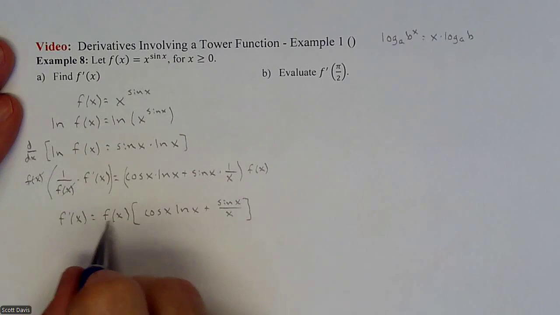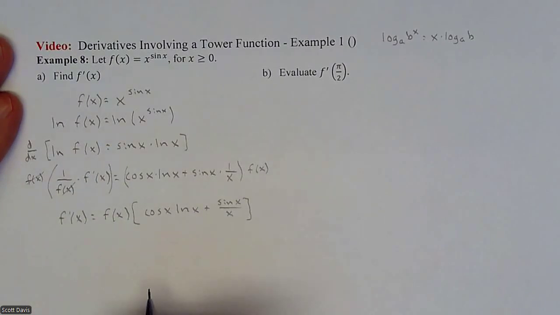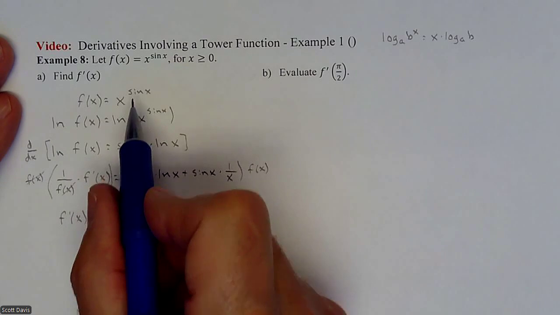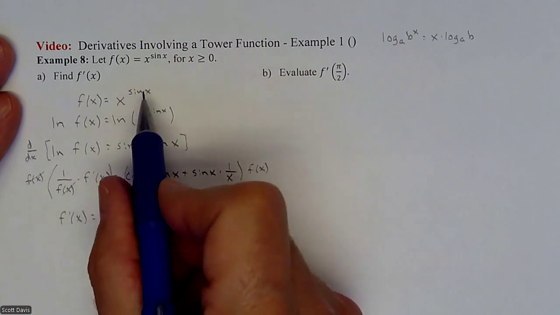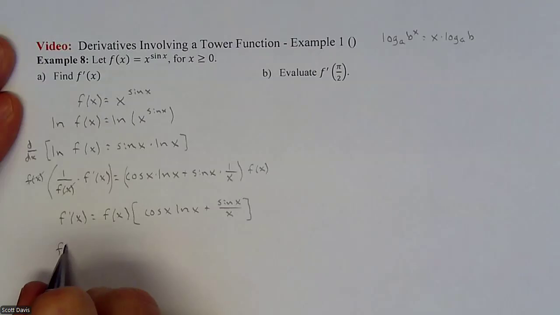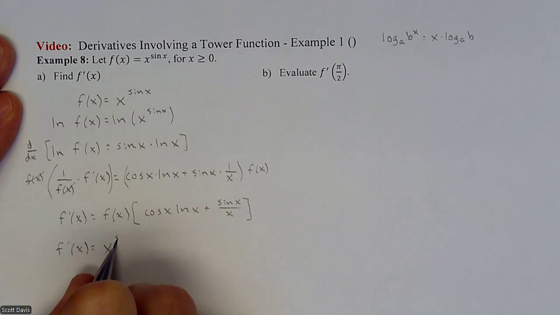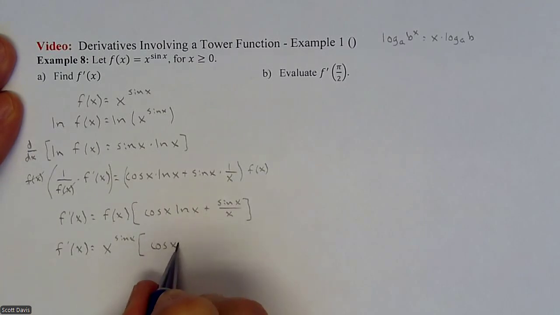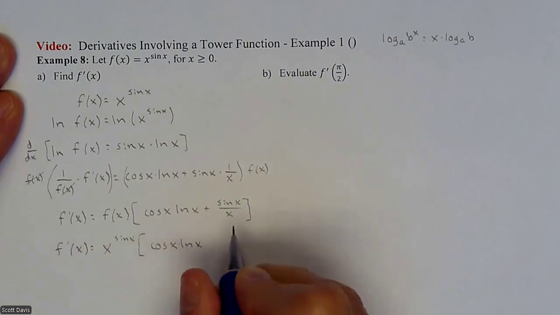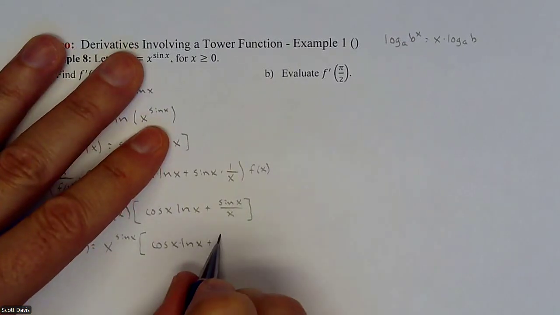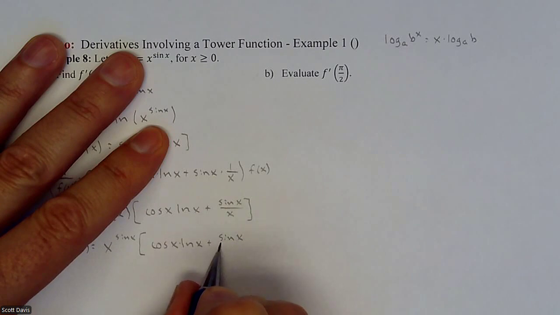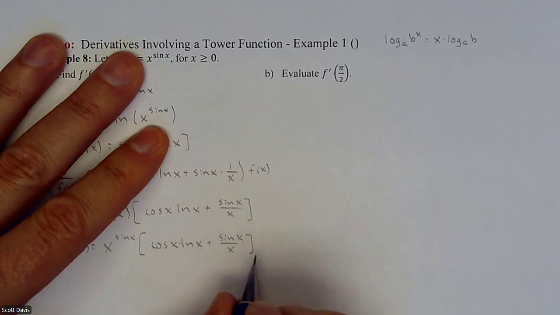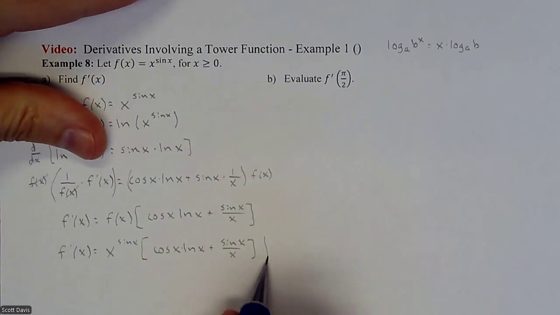The last little bit we have is we don't want just f of x in our equation. We do know what f of x is equivalent to, so we can replace f of x with what we started with. So our slope equation is going to be x to the sine x, times the quantity cosine x natural log x, and then plus sine x over x. And that is our slope equation.